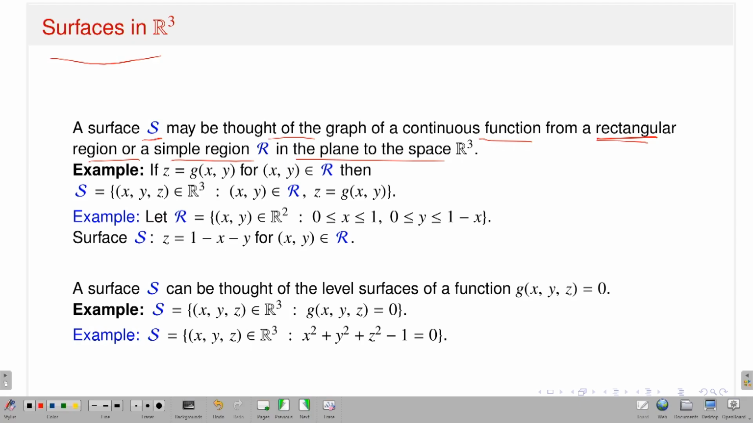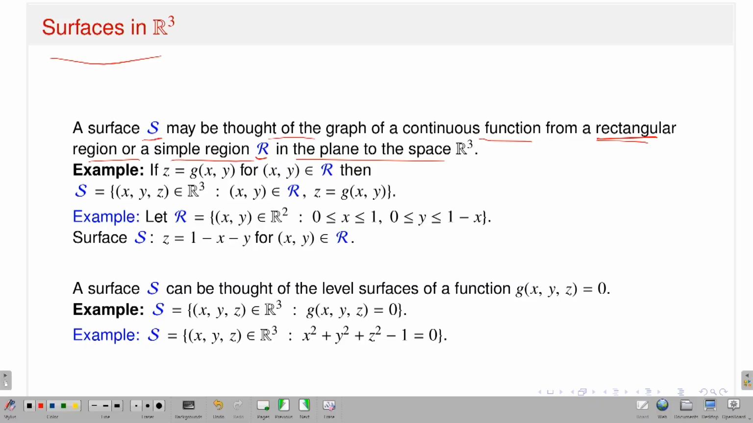Simple means horizontally simple or vertically simple, the kind of region I talked about in my last couple of lectures. So if I have a continuous function G which is defined on a very nice region, like a rectangular region or simple region, that I am denoting as R, a subset of R2, and taking values in R3, then the graph of this function is called the surface. For example, consider a map G, which is z equal to G of x y. Here (x, y) runs over R, a nice region in R2.